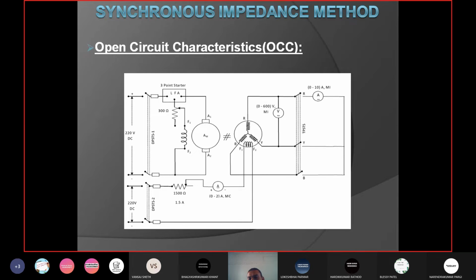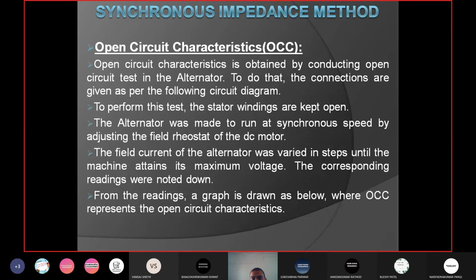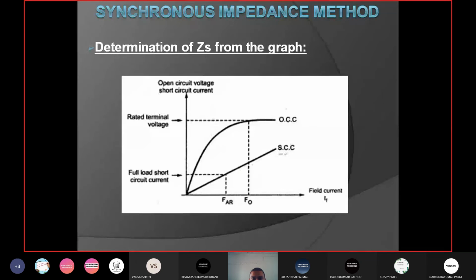On the x-axis we take the field current, on the y-axis we take the open circuit voltage VOC. If we draw the graph, it looks like this. This is the x-axis on which we are taking the field current, this is the y-axis on which we are taking the open circuit voltage, and we get such a curve. So this is the open circuit characteristics.